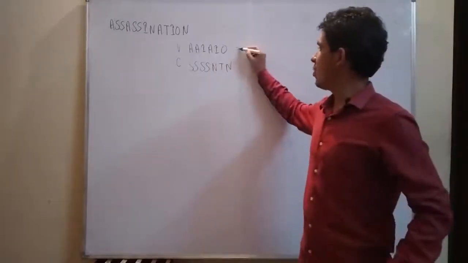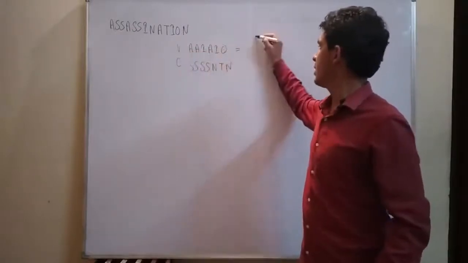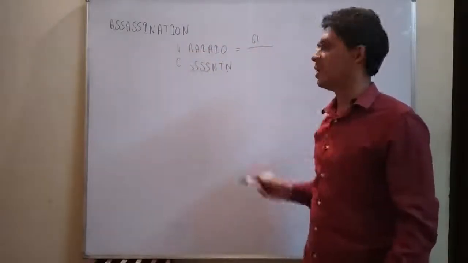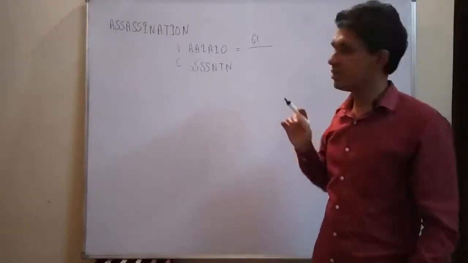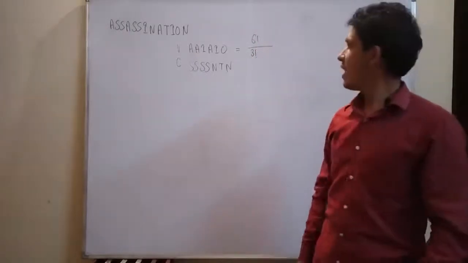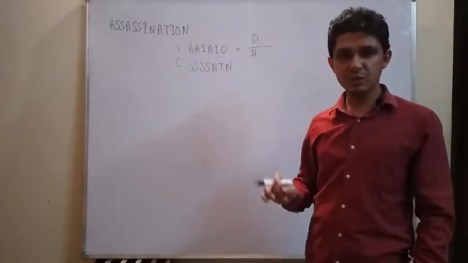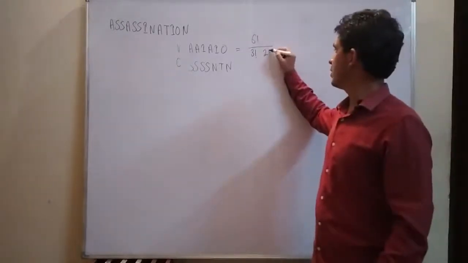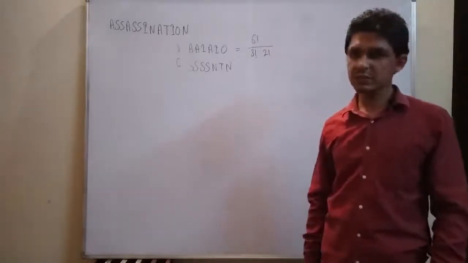When arranging all the vowels, there are 1, 2, 3, 4, 5, 6 of them. That means factorial 6 divided by the repetition of the letter A, which is 3 times. So this will be factorial 6 divided by factorial 3. And also the repetition of the letter I is 2 times. So this will be factorial 3 multiplied by factorial 2, right?